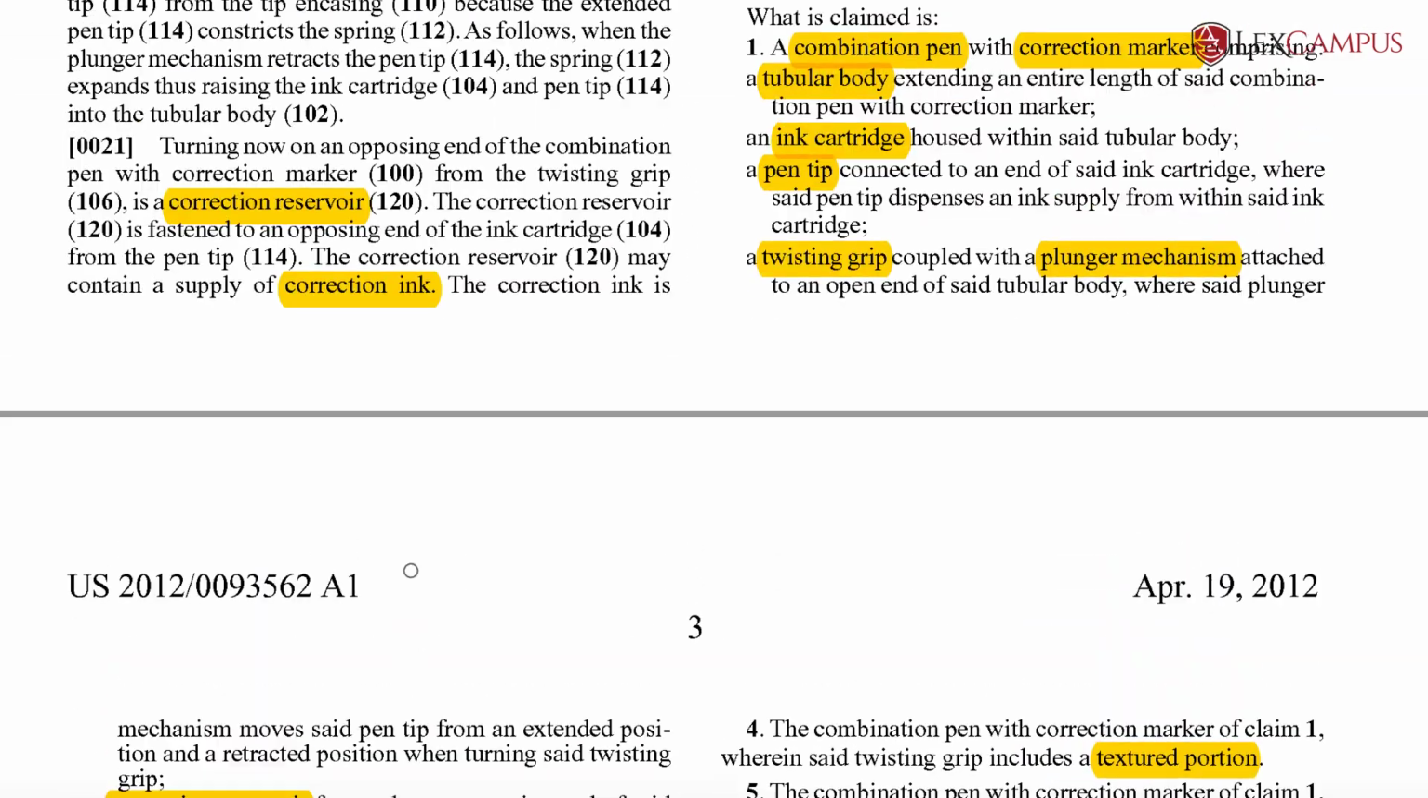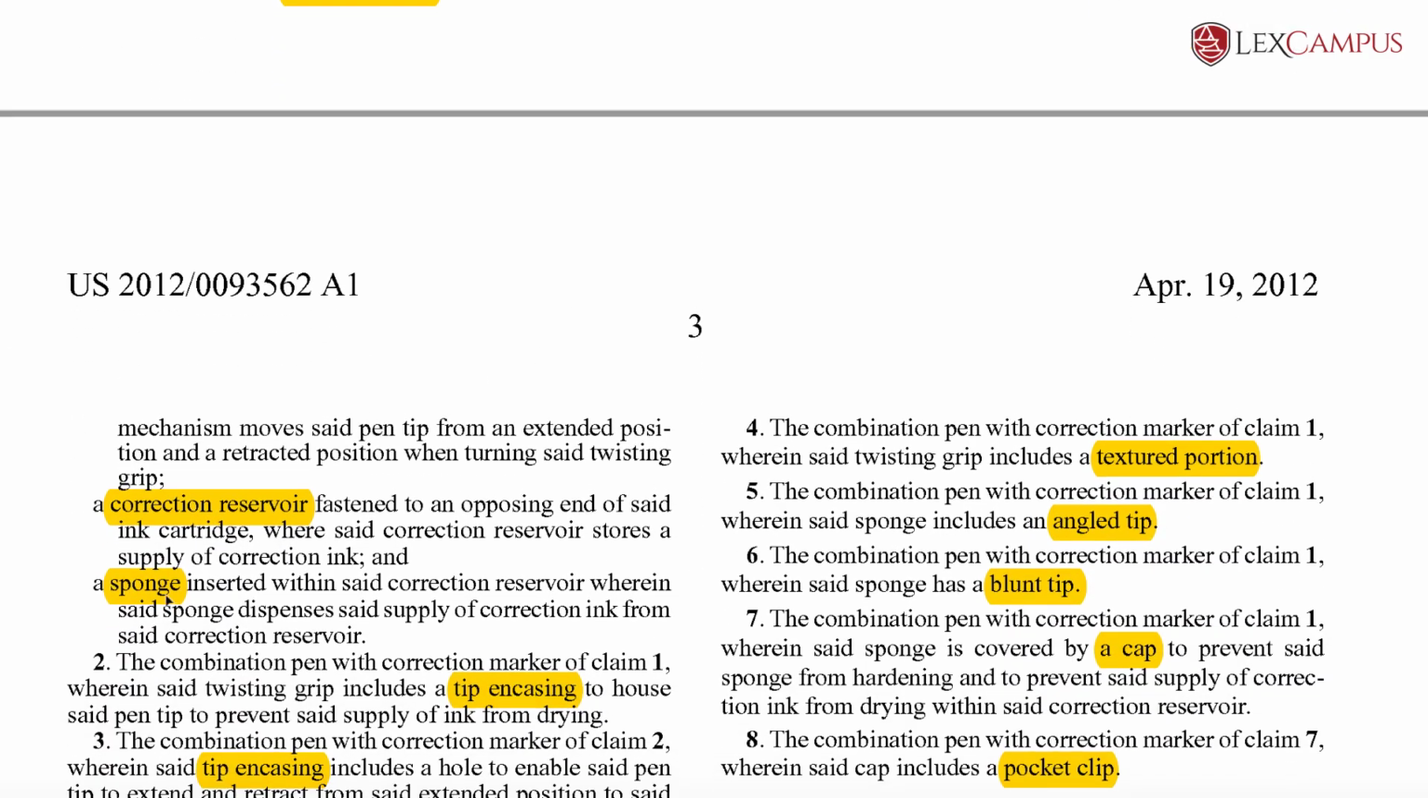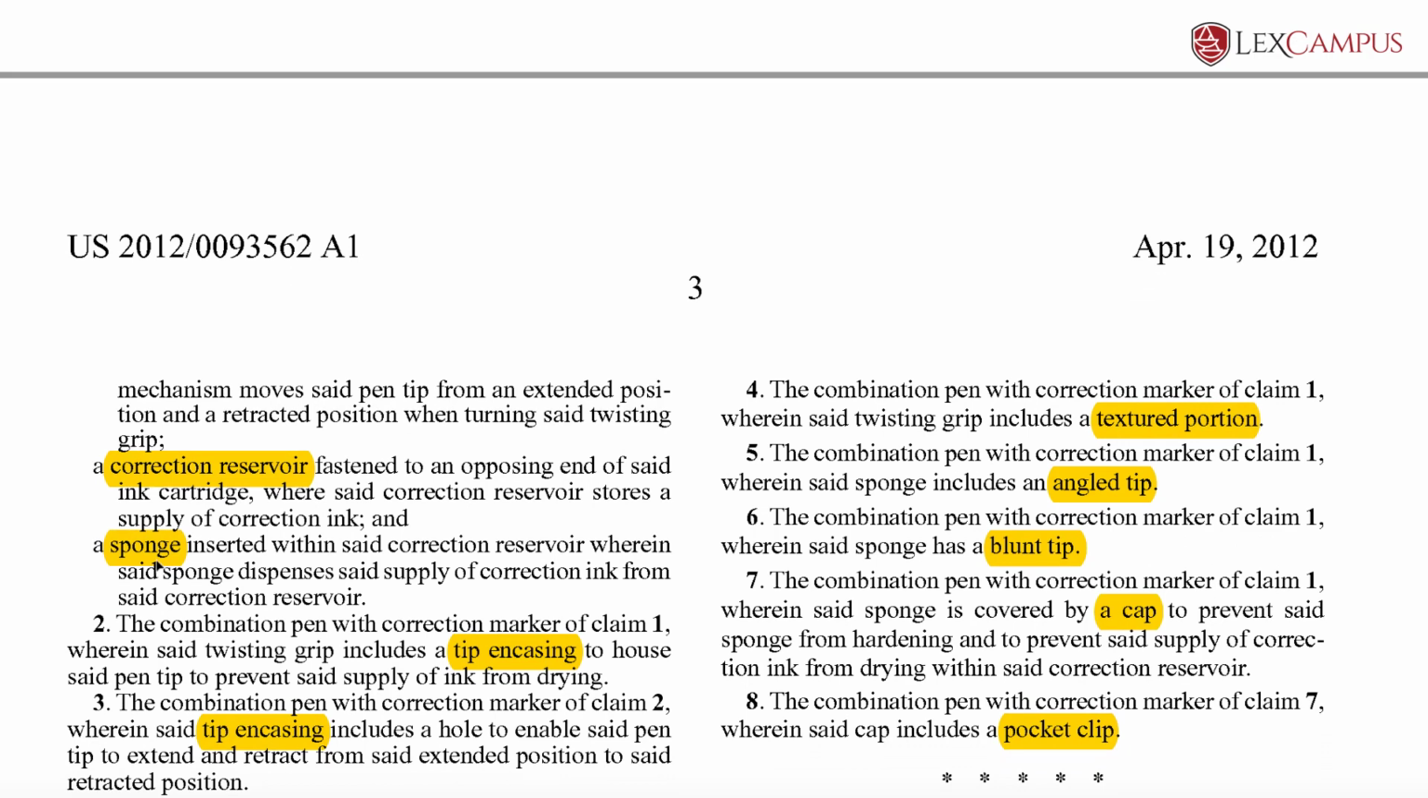Now you can see the number of elements: tubular body, ink cartridge, pen tip, twisting grip, plunger mechanism, correction reservoir, and sponge. And when we read the descriptive part, we had actually seen in the highlights, we did a quick reading of it, how these elements are connected to each other, how they interact with each other, and describing their functions and the options also. In sponge, we saw that the sponge could have different options.